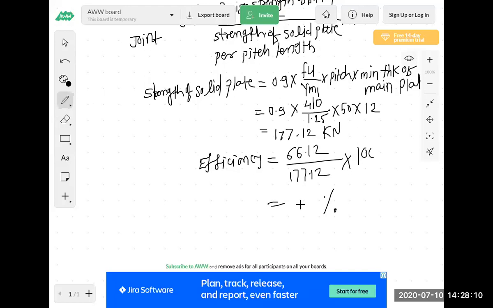Now, how much? 37.33%. Yes sir, 37.33. Correct. 37.33% is the efficiency of that joint.